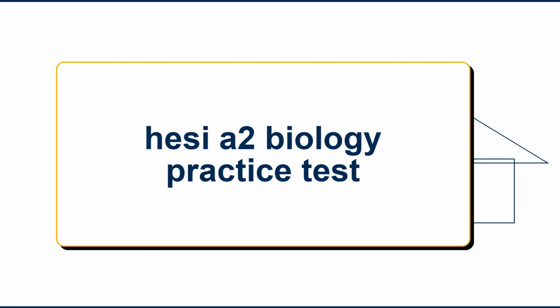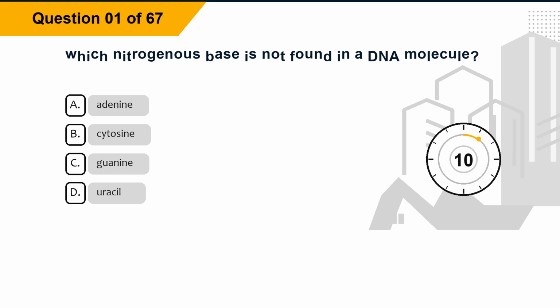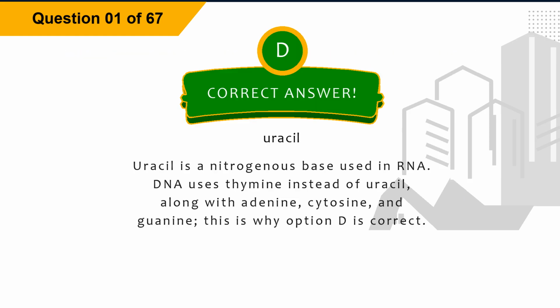HESI A2 Biology Practice Test. Question 1. Which nitrogenous base is not found in a DNA molecule? Option A, adenine. Option B, cytosine. Option C, guanine. Option D, uracil. The correct answer is option D, uracil.